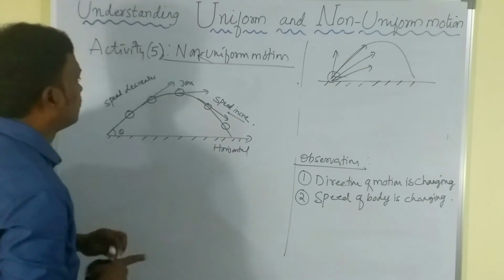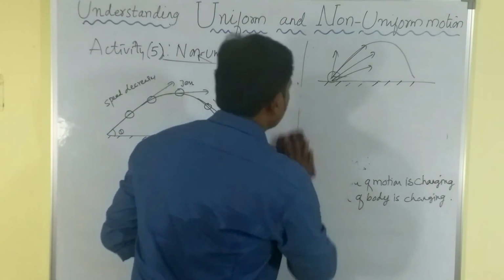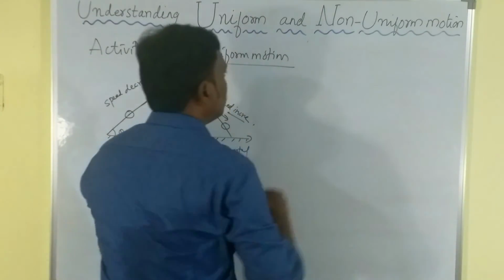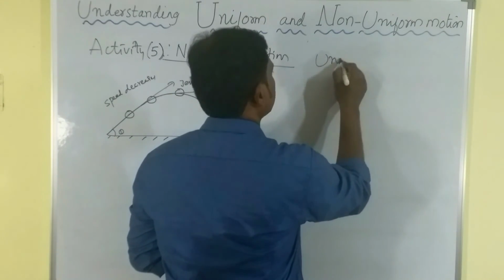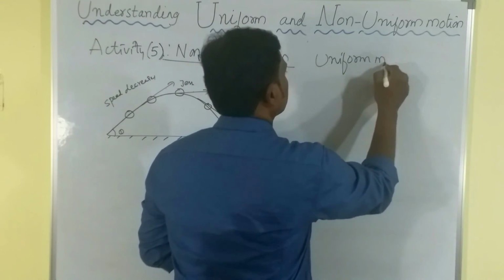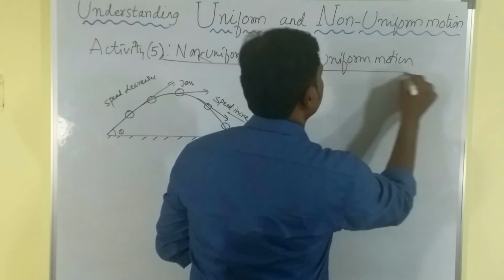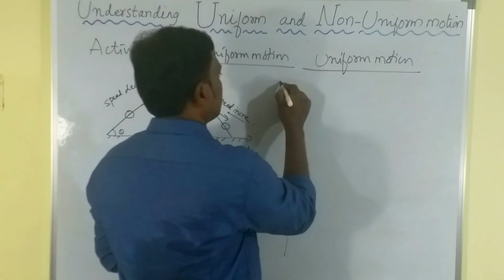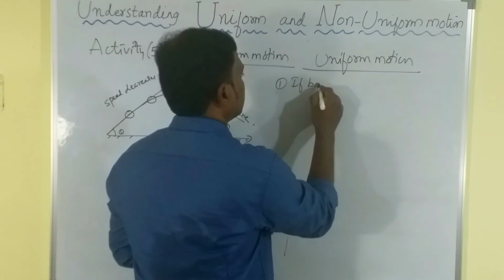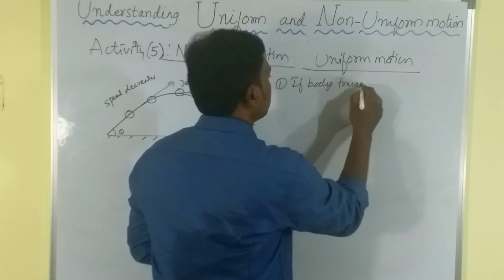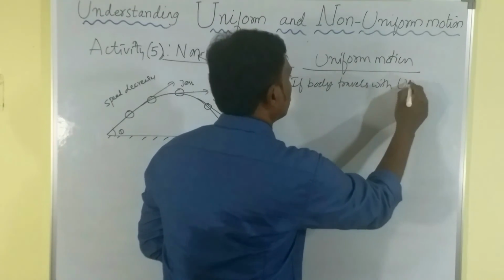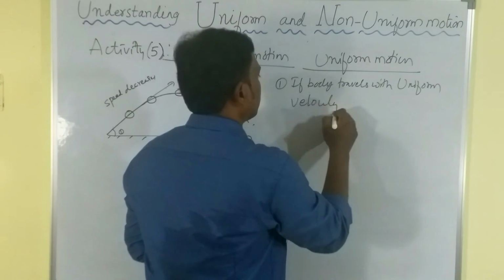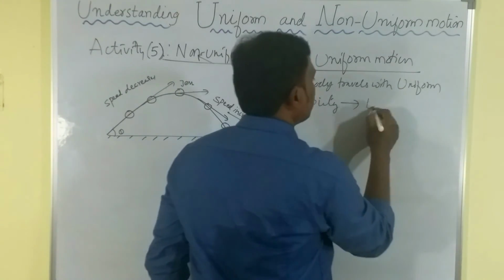Now let me write what the conditions are. Once again, let me summarize. In case of uniform motion, when do you say that the body is moving with uniform motion? When the body is traveling with uniform velocity. If a body travels with uniform velocity, then the body is said to move with uniform motion.